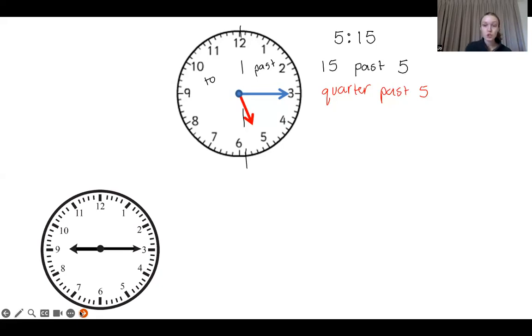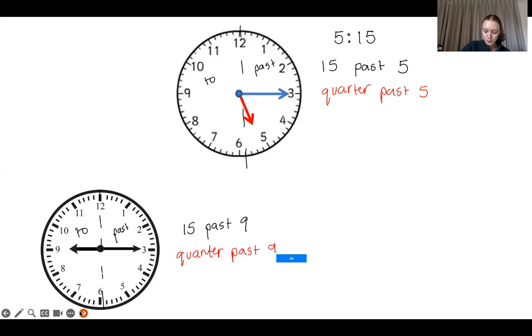Let's have a look at our next example. On this one, we'll jump straight to identifying the past or to time. Put my line down the middle. I know that this side is past and the other side is to. So I can see that my minute hand is on the past side. So that's going to sit here. It is 15 minutes past. And the current hour is 9. So it's 15 minutes past 9. And just like before, instead of saying 15 past, I'm going to replace that with quarter past 9.